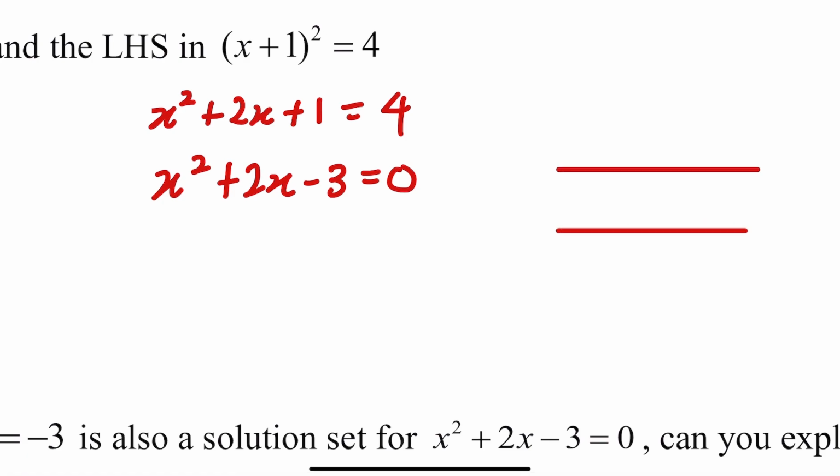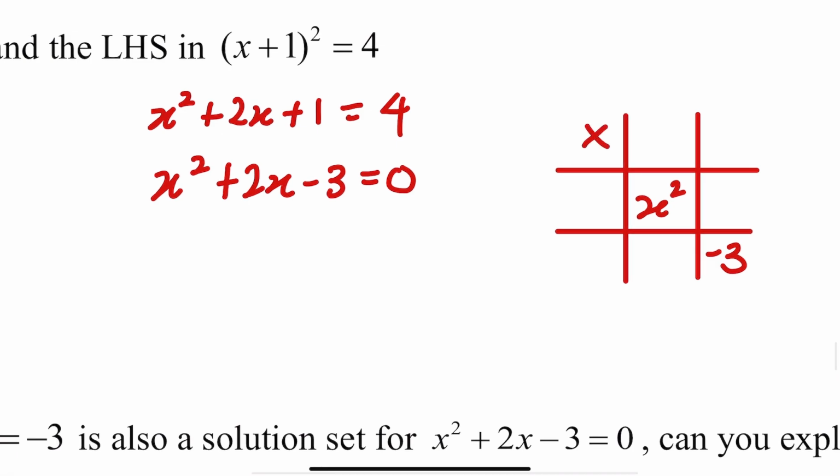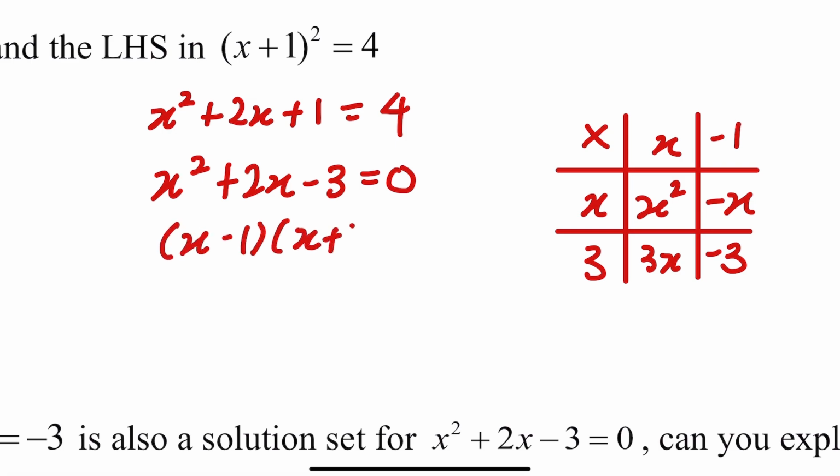Okay, so by factorization, let me write out the steps. I will get x squared and negative 3 times x. Okay, I will have 1 and 3, 3x, x. To get 2x, this will be minus. Okay, so therefore your answer should be x minus 1 times x plus 3 equals to 0. Therefore, x is equal to 1.